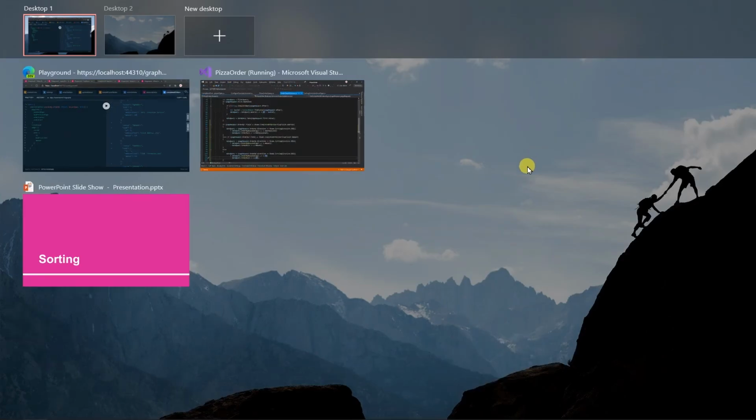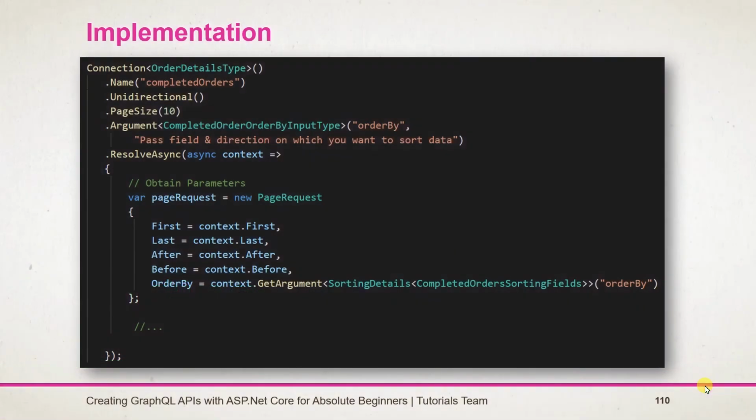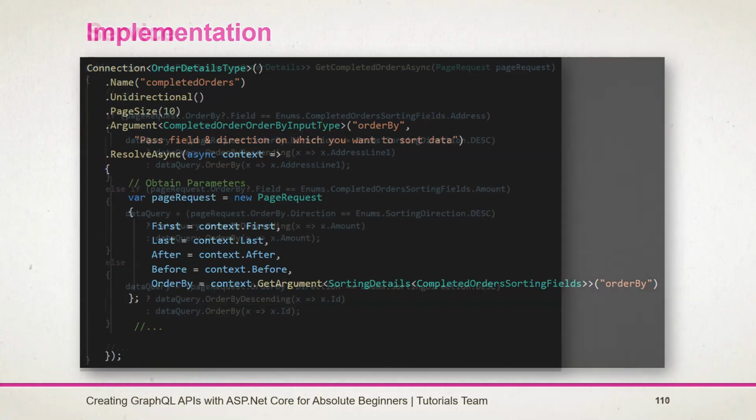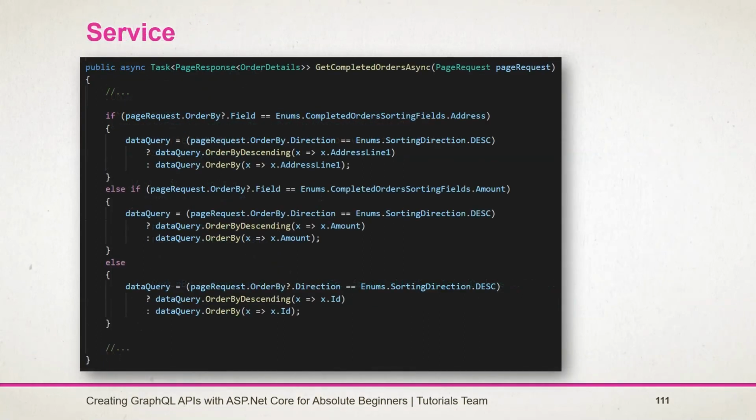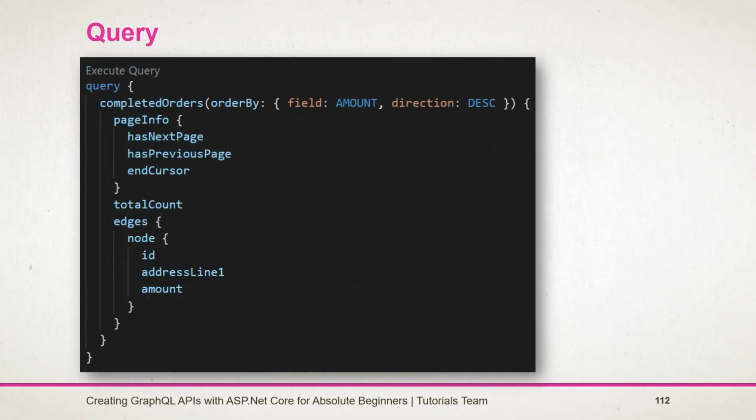Let's see what we have learned in this session. Here is the implementation of our query. We have used the argument method to specify the connection and obtain that argument in the body and pass it to the service via the page request. Here are the changes that we have made in the service method. We have checked for the field name and then based on the direction use the order by or order by descending method. Here is the query that we have executed. I have not passed the paging details, but you can also pass them along with this order by parameter.